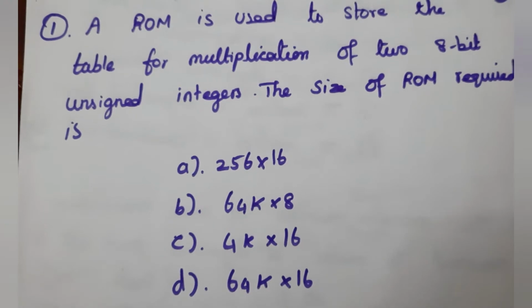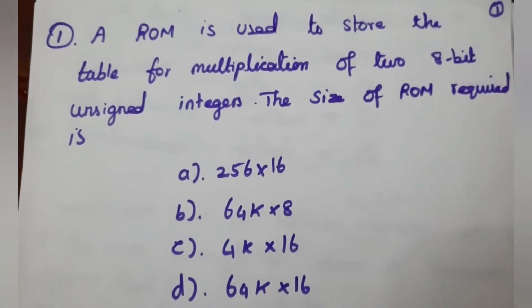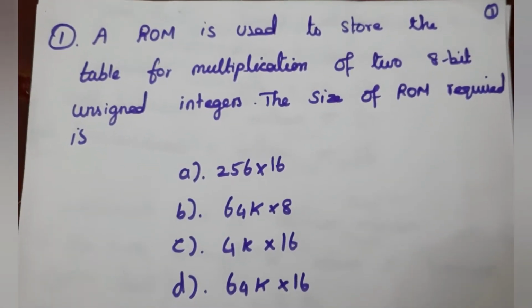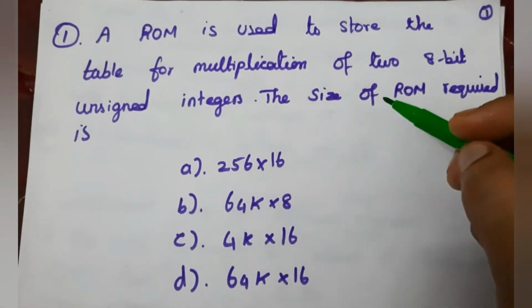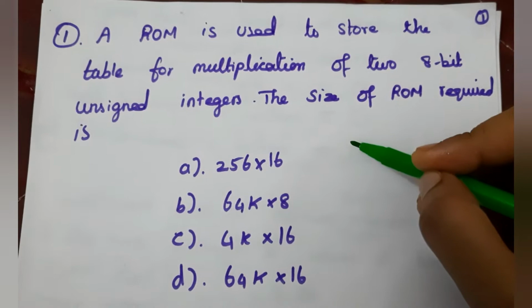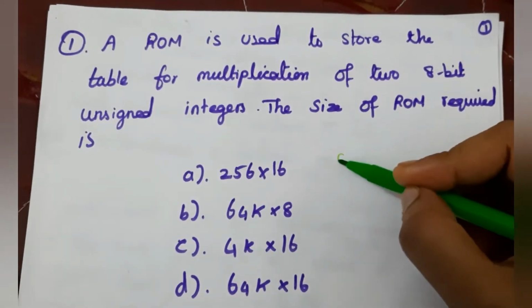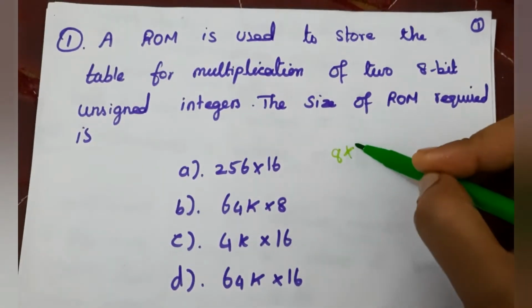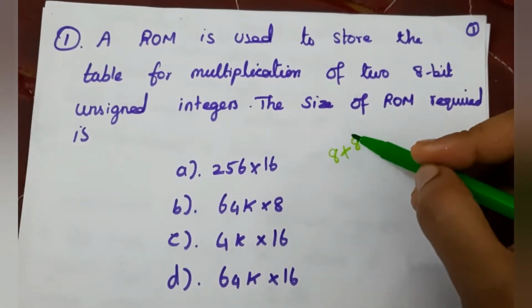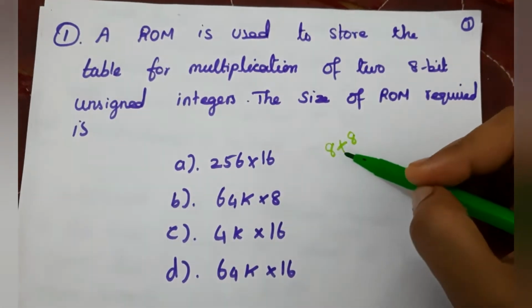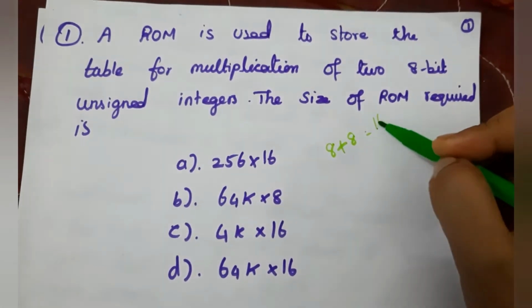First question, a ROM is used to store the table for multiplication of two 8-bit unsigned integers. What is the size of ROM required? Here, multiplication means it requires two inputs, and the size of each input is 8-bit. So total 8 plus 8. One is for the multiplicand and one is for the multiplier, and this will give 16.